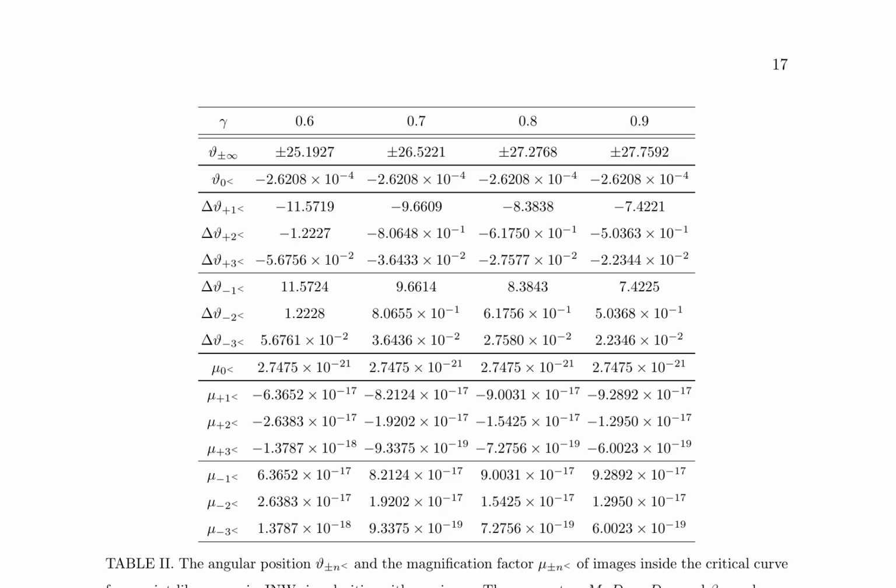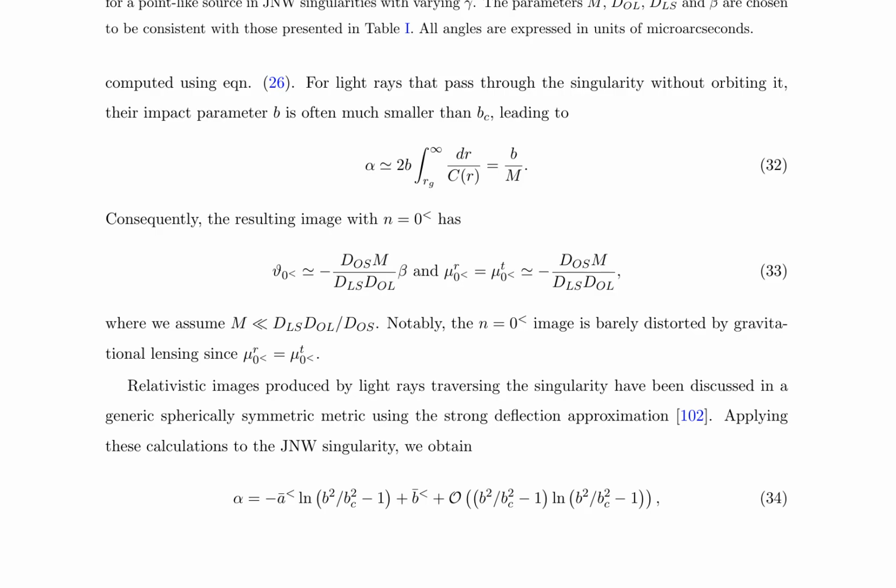For light rays that pass through the singularity without orbiting it, the impact parameter b is often much smaller than b_c, leading to an approximation of alpha approximately equals 2b times the integral from zero to infinity of r g dr. Consequently, the resulting image with n equals 0 has theta_0 approximately equals sqrt(m D_ls / (D_ol D_os)) times beta, and the magnification approximately equals the same, assuming m is much less than D_ls D_ol / D_os. Notably, the n equals 0 image is barely distorted by gravitational lensing since μ_r0 approximately equals μ_t0.